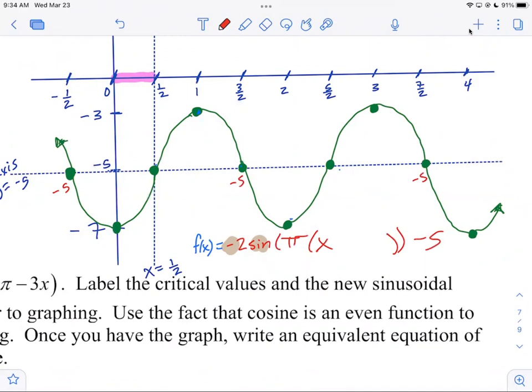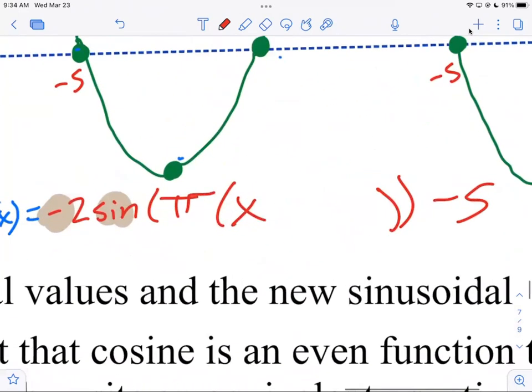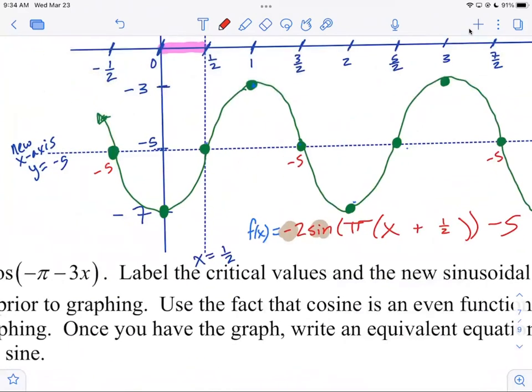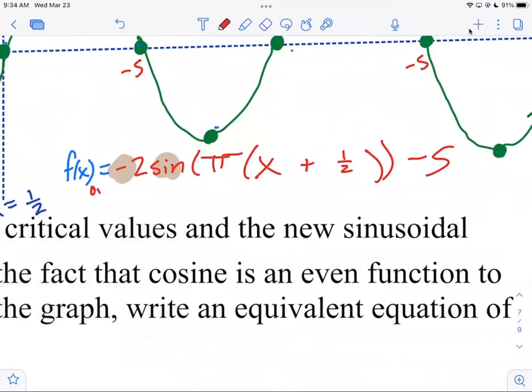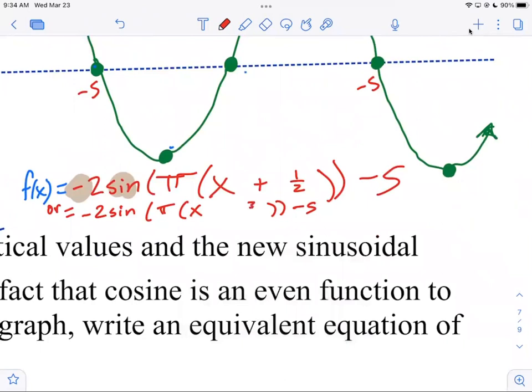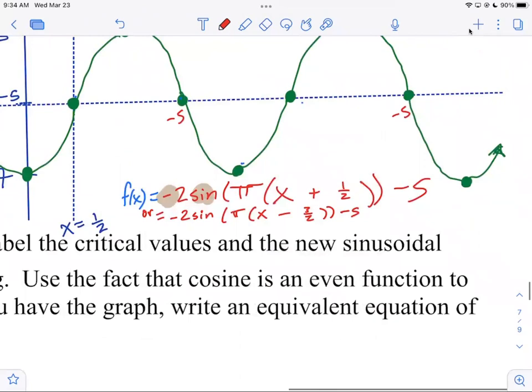So if I shift over to -1/2, is that going to be plus or minus 1/2? It's going to be plus 1/2, right? That'll take me over to the one on the left. Or let's write the other 2. It could be -2 sine of pi times x plus or minus something, something minus 5. What if I wanted to get over to positive 3/2? Would it be plus or minus 3/2? Minus, right? It's the opposite of what it appears.